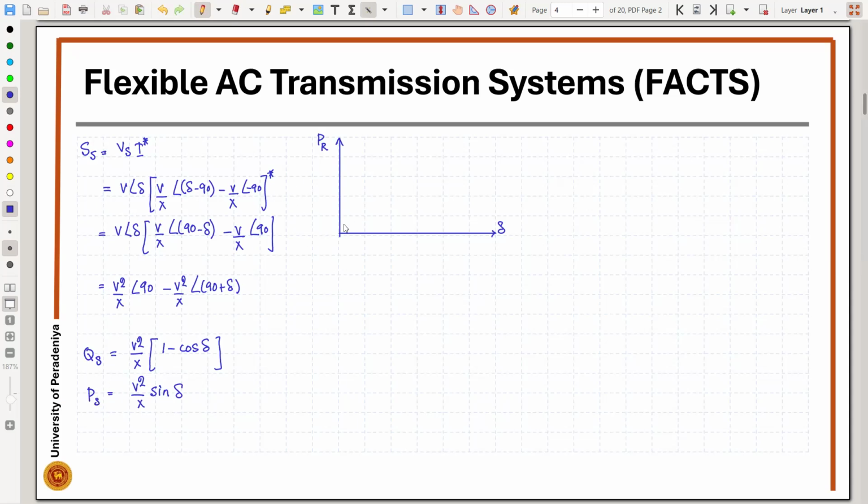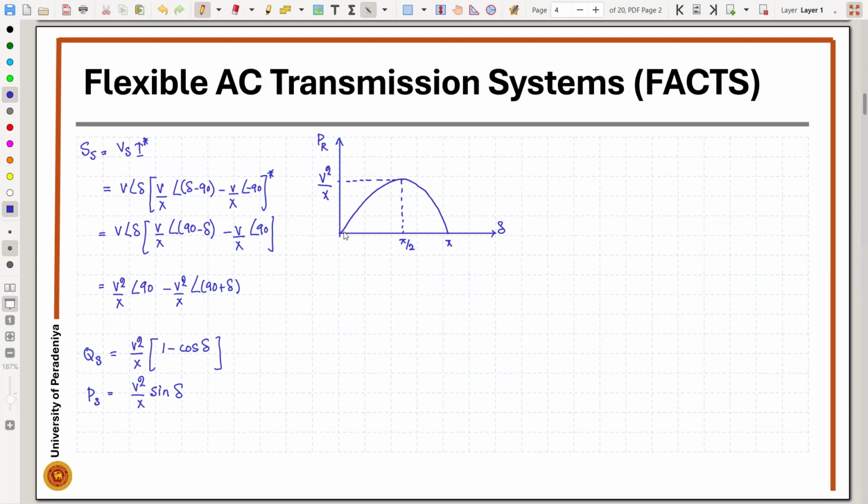sending end. So what we are going to see is that we would see a sinusoidal variation when we change the angle delta. So at angle 90, we would see the highest power transfer in the line, and that would be equal to V squared over X. So when we want to transfer the power through the line, we need to change the angle so that we can send the desired power through the line.